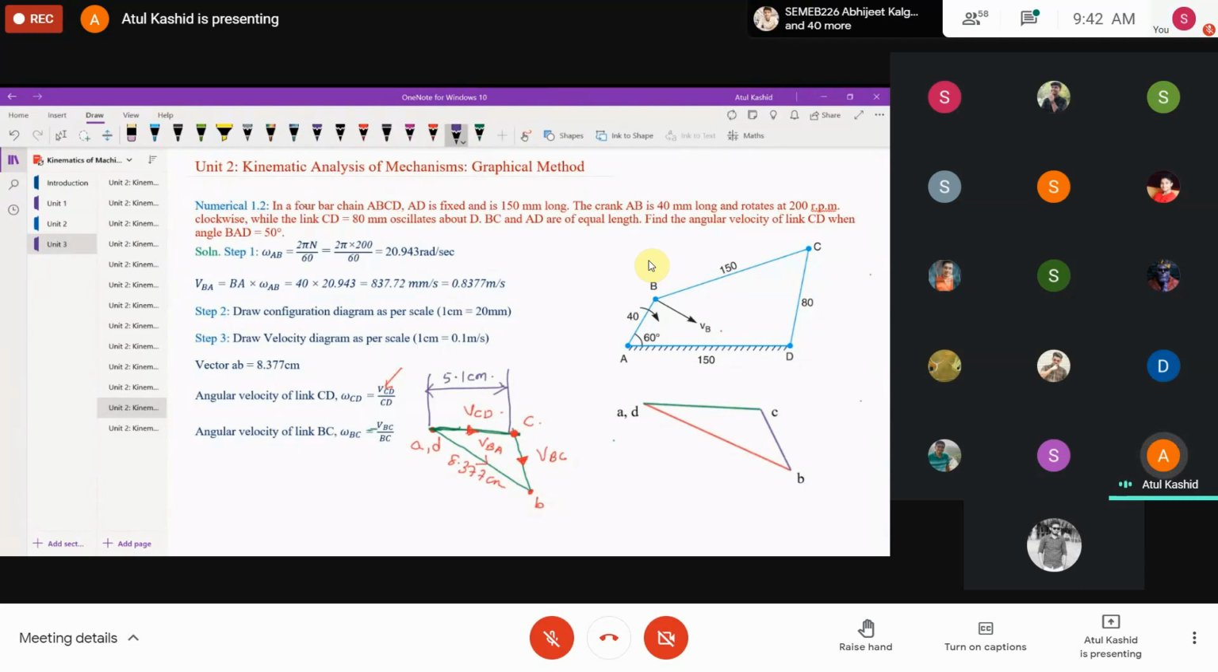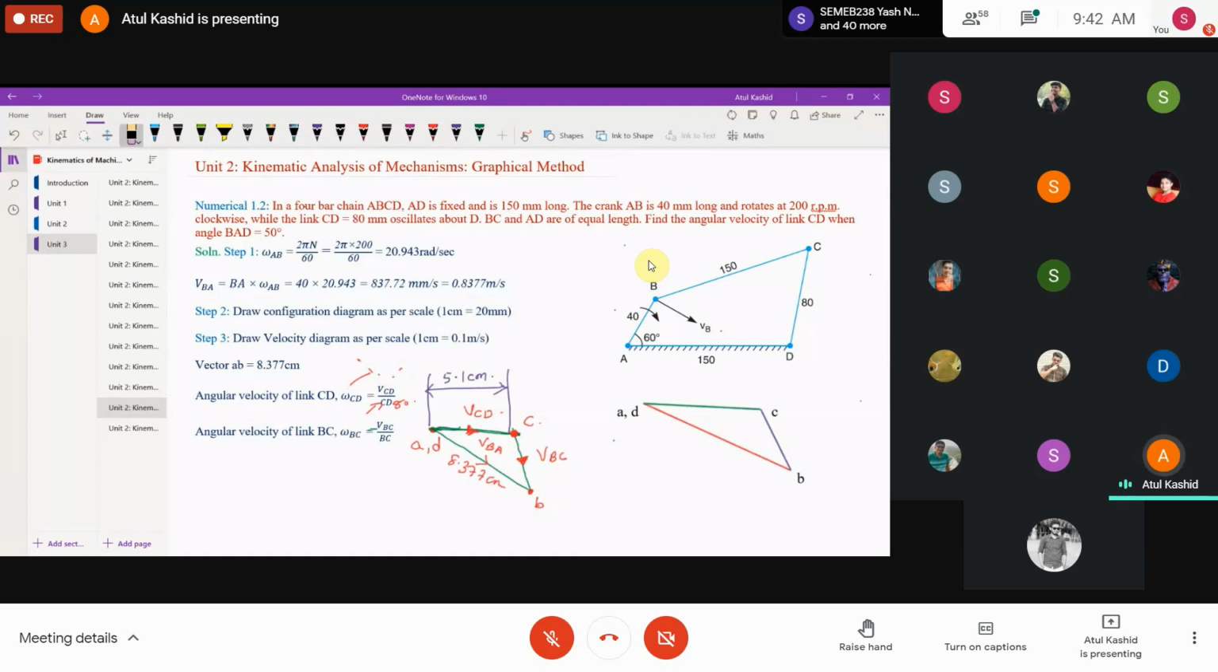Once you get this, you have to convert it into meter per second, because we have taken a scale of 1 centimeter equals 0.1 meter per second. So 5.1 centimeter is how much meter per second? This will be 5.1 into 0.1. In this way you get the velocity of CD, and once you get it, you substitute it in the formula, divided by CD. CD is nothing but your length, which is 80 mm. So you can calculate omega CD from here.